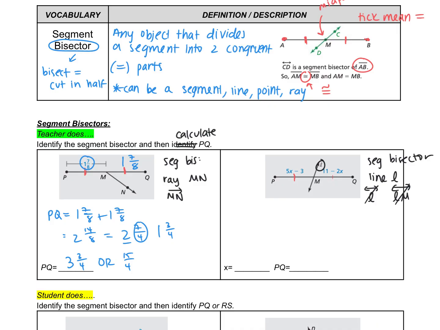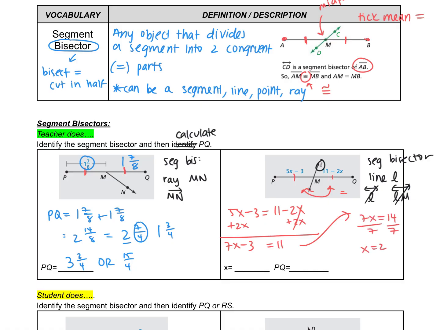So again, these tick marks tell us that we can set these equal. So we have 5x subtract 3 is equal to 11 subtract 2x. That's what we're going to solve. Okay, if I start by moving the 2x over, 5x add 2x is 7x. If I move the 3 over, I get 7x is equal to 14. So divide by 7 and x equals 2.